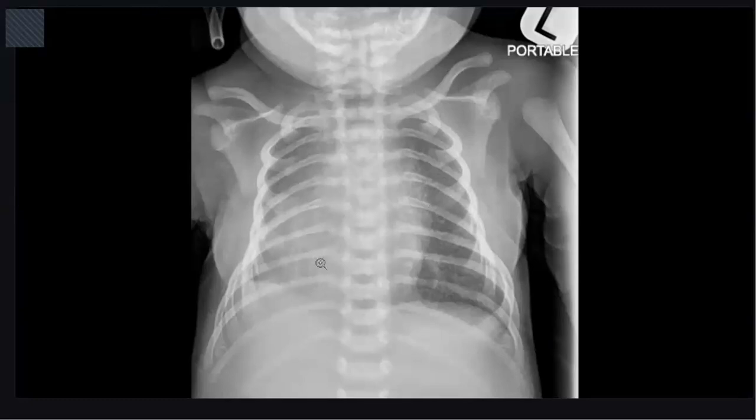This case, a 2-month-old. You can see the right lung is small. There is tracheal shifting to the right, and the heart is shifting to the right also. Some reticulation or opacity here. The left lung is slightly small, but not like the right one. So there is pulmonary hypoplasia.